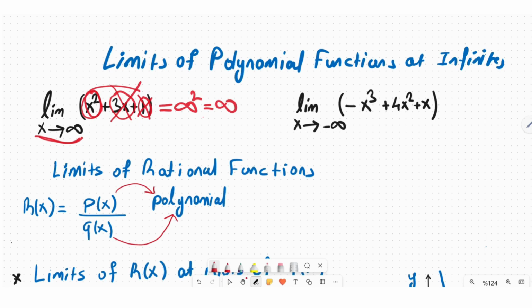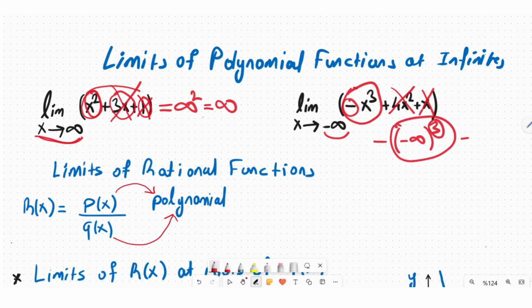And consider the next example. As you see, we have three terms. We may ignore this term and this term. We just focus on the leading term, minus x cubed. As x goes to minus infinity, we have a minus coefficient here: minus times minus infinity to the power 3. So this is minus infinity because of the odd power 3. And we can write minus times minus infinity, and the answer will be infinity.